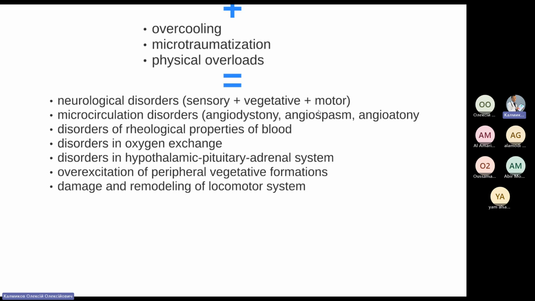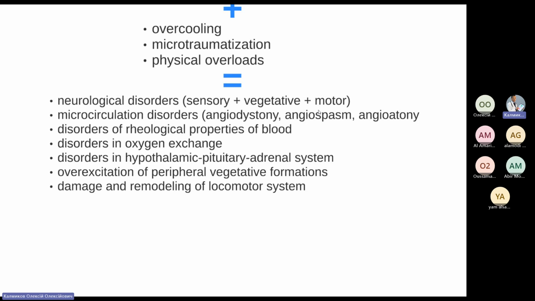And all this puts the person's organism into a stressful condition, right? With primarily domination of sympathetic components of the autonomic nervous system, and then exhaustion and transformation into domination of parasympathetic or modulating components, right? Good. Overexcitation of peripheral vegetative formations happens already at the very beginning of the changes.